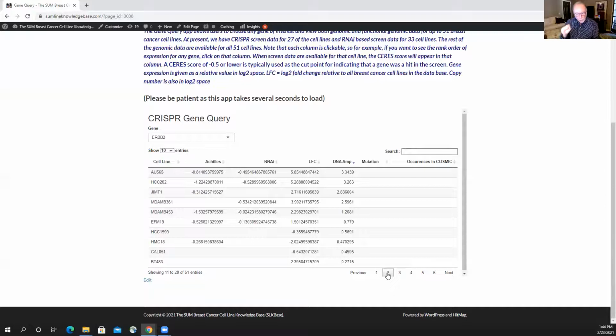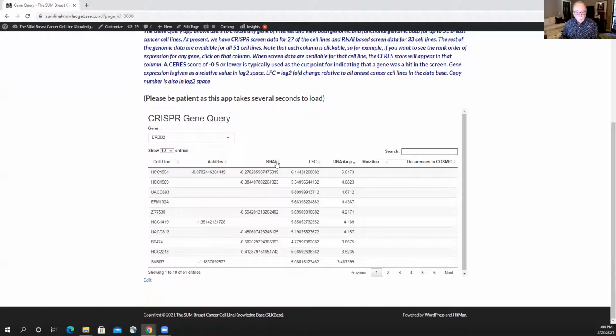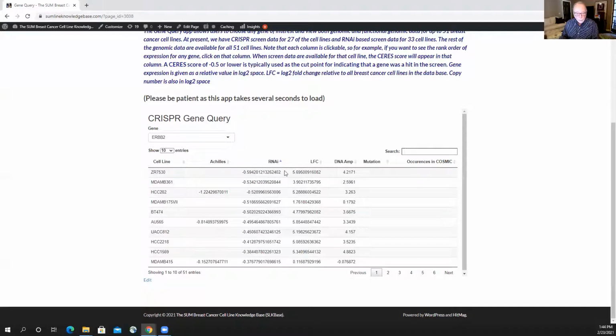But this shows you right away that ERBB2 and ESR1 behave differently in this context. So in some of these cell lines, ERBB2 is in fact quite essential in association with amplification, but not all of them. If we now rank order by RNAi score, we can bring up a couple of cell lines that have amplification and essentiality, but this gene looks kind of essential even though it's not amplified here, but it's slightly overexpressed. And of course, here it's amplified and overexpressed.